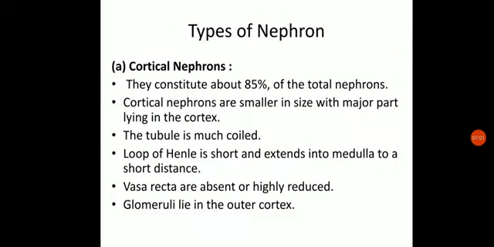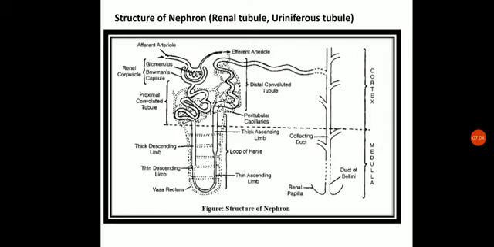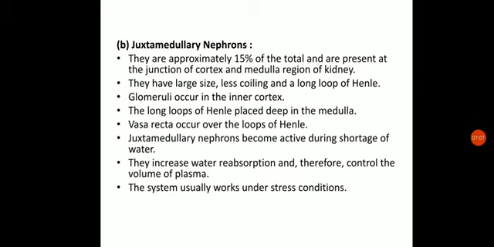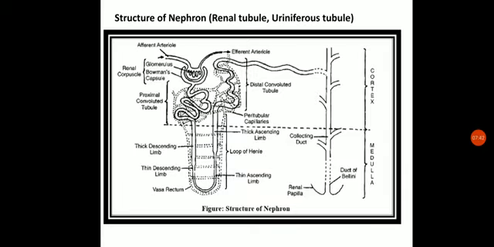Let us see the structure of nephron. But first, let us revise the juxtamedullary nephrons. Approximately 15% of total nephrons. They have large size, less coiling, and a long loop of Henle. The glomeruli occur in the inner cortex. Long loops of Henle are placed deep in the medulla, as we have seen, and are surrounded by vasa recta. They are active only during the shortage of water, because their main function is reabsorption of water, and hence they control the volume of plasma. They mainly work under stress conditions.